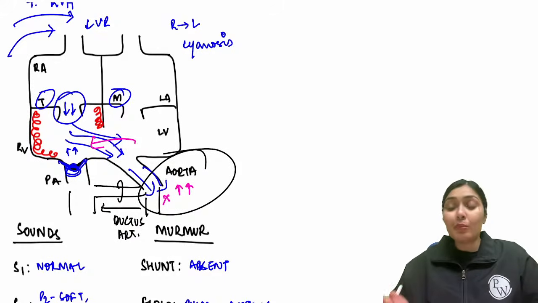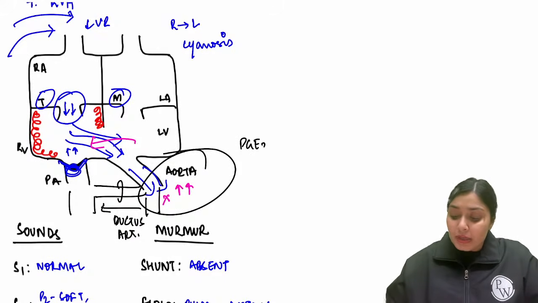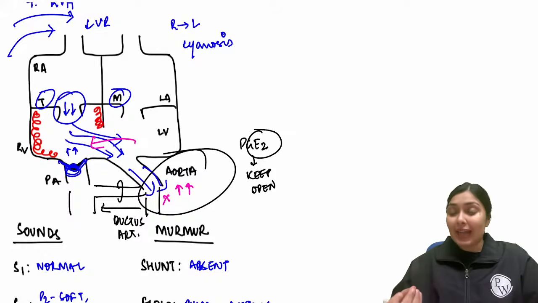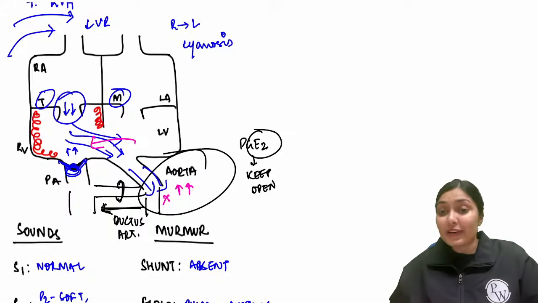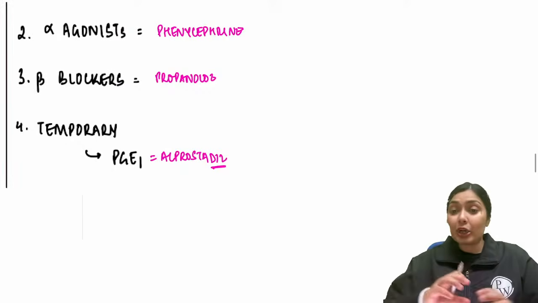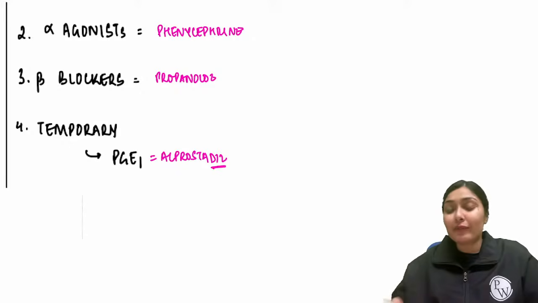So normally in our body, PGE2 keeps this duct open. This is the normal. PGE2 keeps the duct open. So if I give a prostaglandin analog, PGE1, this will temporarily keep this duct open. So there will be left to right shunt. So this is a temporary measure in which we keep the duct open so that there is slight left to right shunt.